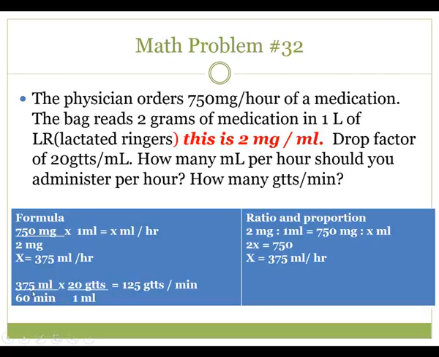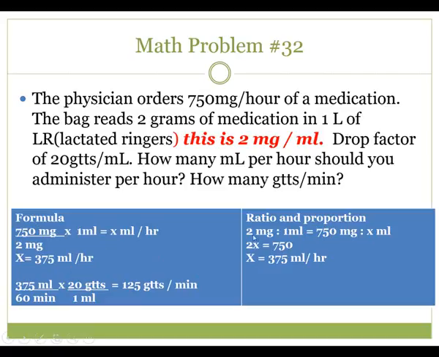To solve it in drops per minute, 375 mils is what we're giving him over 60 minutes, times our drop factor, which is 20 drops per mil. So that comes out to 125 drops per minute. Because if we know how many mils we're giving him per hour, then we can take it to how many drops we're giving him per minute. 375 mils over 60 minutes times our drop factor is 125 drops per minute. Once again, there are probably other ways to solve that, but that's using the formulas.